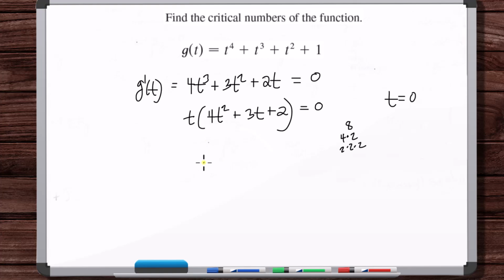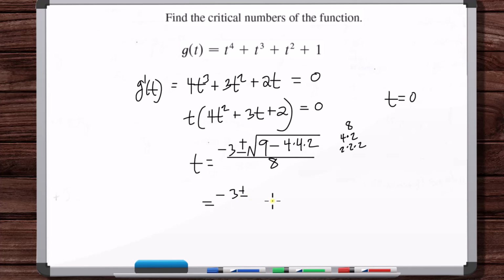Let's use the quadratic formula. We're solving 4t squared plus 3t plus 2 equals 0. So t is equal to minus b plus or minus the square root of b squared minus 4ac, all over 2a. 9 minus 16 times 2 is 32. So this is a negative number here, which means imaginary solutions, and we're not including imaginary solutions. Is there any point t where the derivative doesn't exist? No, this is a polynomial. So this is the only critical number.